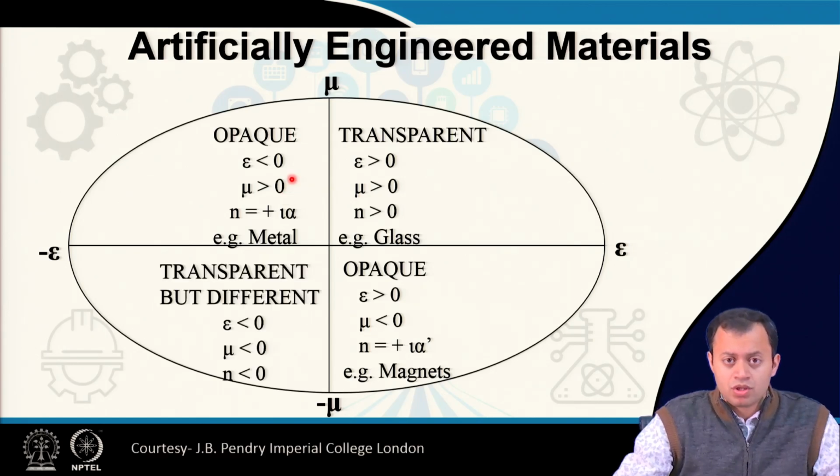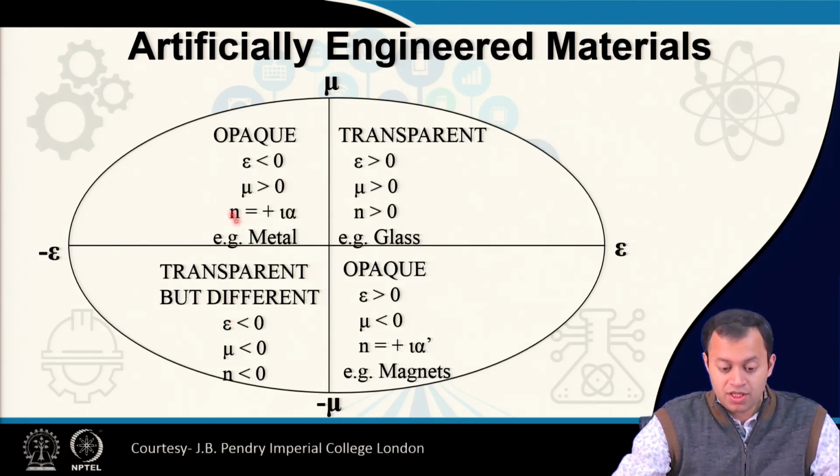Metamaterials are those which can show both epsilon and mu negative, anti-parallel for both the electric field component as well as the magnetic field component. Now, see here, though epsilon is negative, mu is positive. Here mu is negative, epsilon is positive. Naturally occurring materials fall in these three categories. Either you have both positive or only one negative.